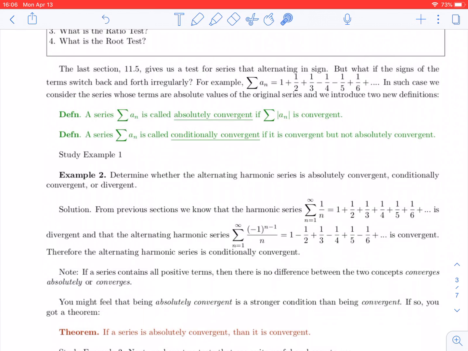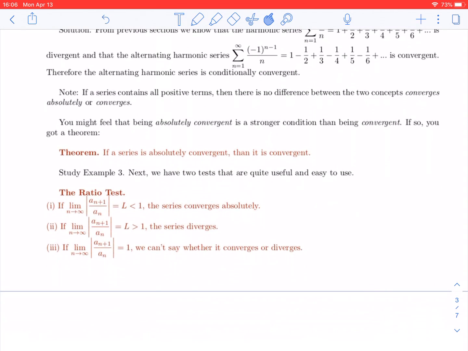Notice that here, if a series is all positive, then the 2 concepts, absolutely convergent and convergent, are equivalent. So there's no difference between being absolutely convergent or being convergent if a series is all positive. Now here you might feel that being absolutely convergent is quite strong, right? If you make a series all positive and still convergent, that's a much stronger condition than being convergent. And that's the next theorem, which says that being absolutely convergent implies being convergent.